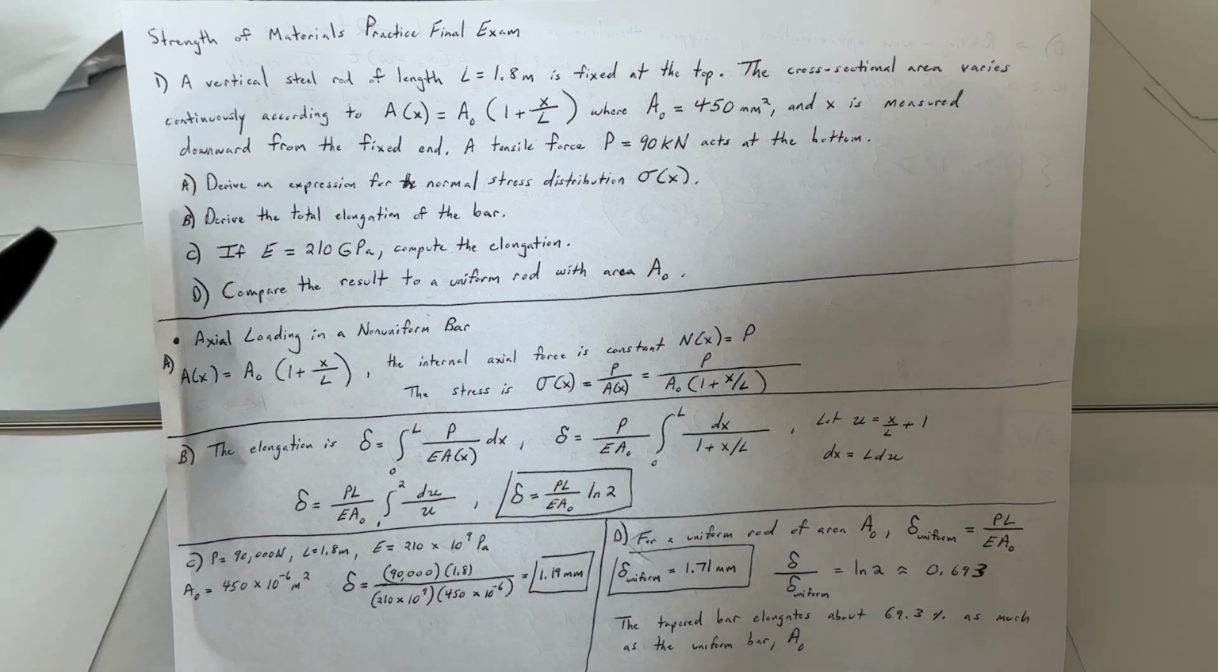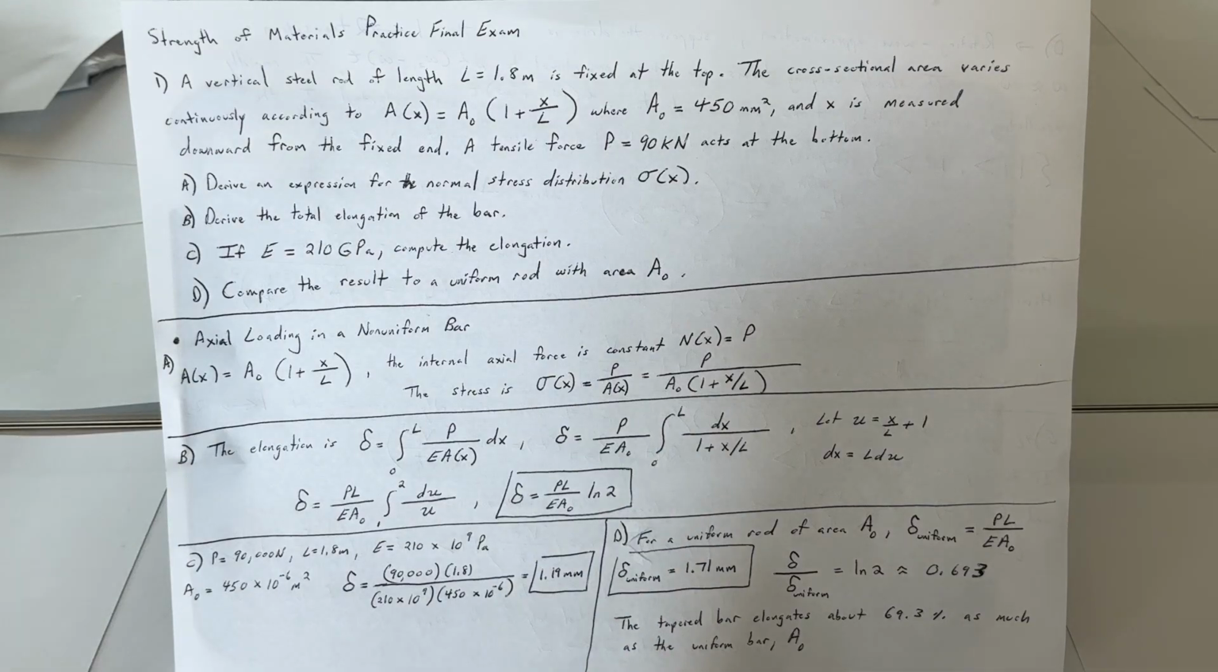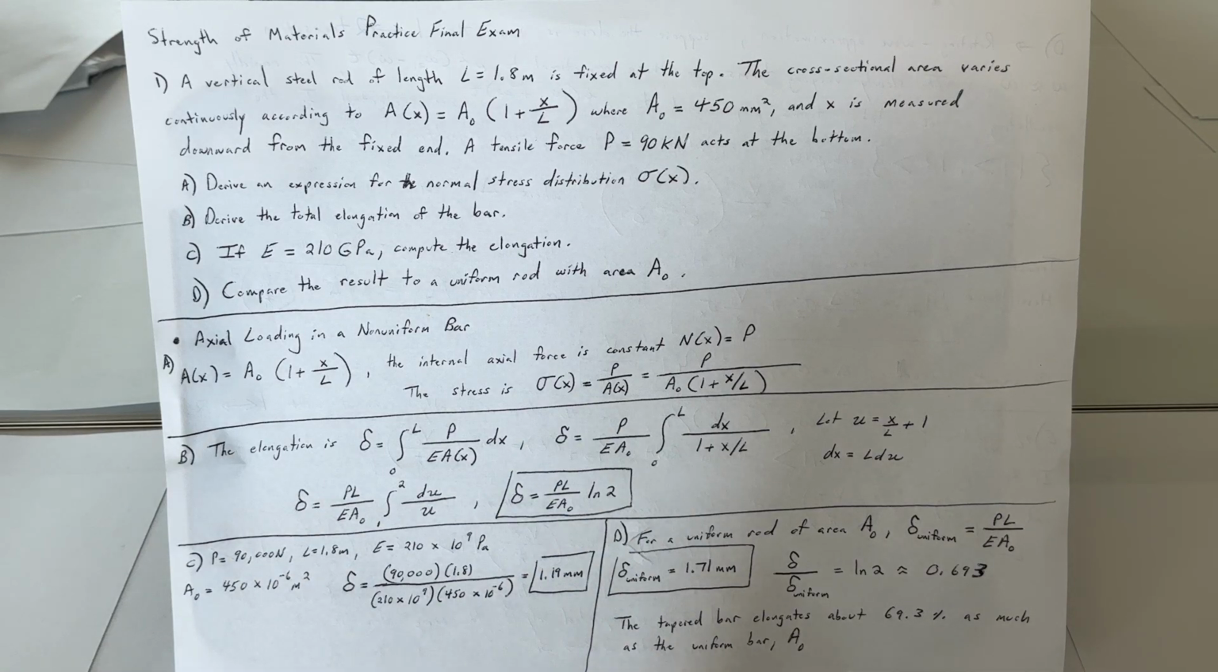For letter A, derive an expression for the normal stress distribution sigma of x. And part B, derive the total elongation of the bar. For part C, if E equals 210 GPa, compute the elongation. And for part D, compare the result to the uniform rod with area A naught. So this is an axial loading in a non-uniform bar problem.